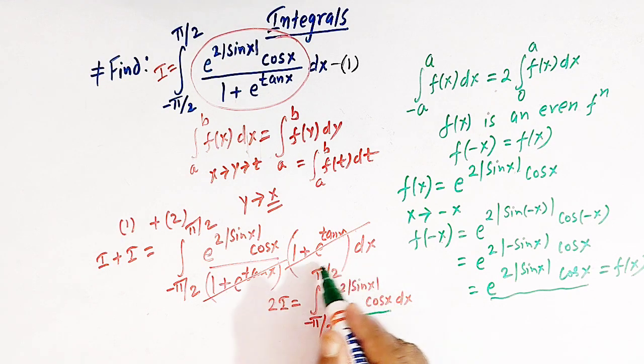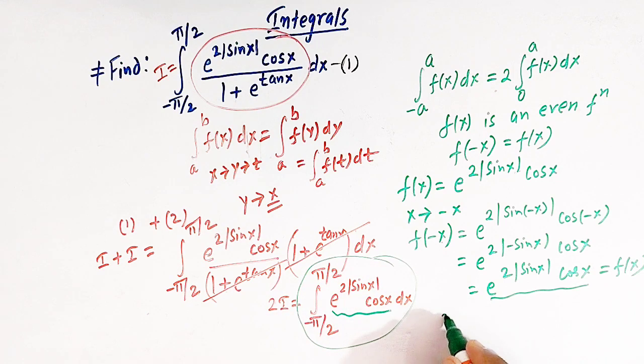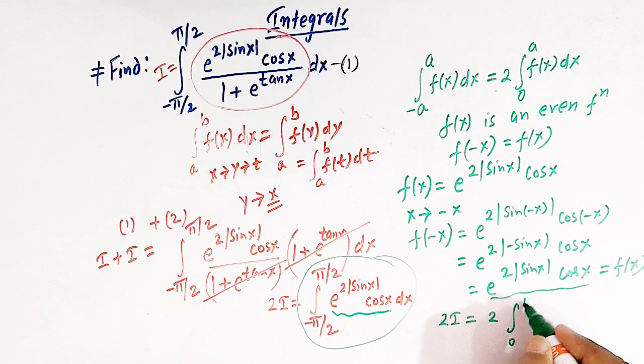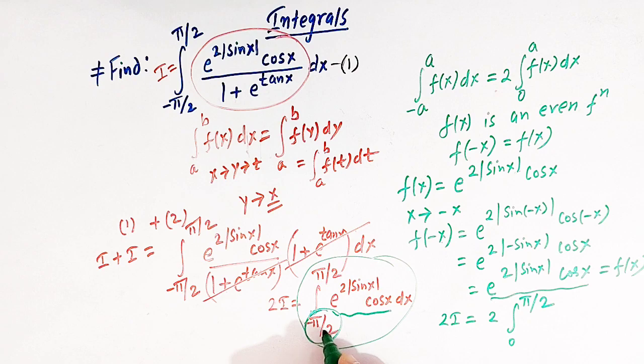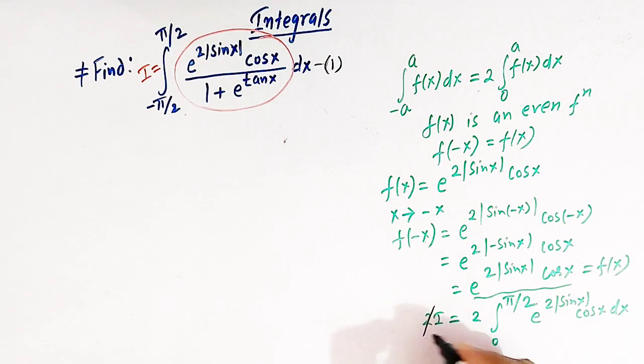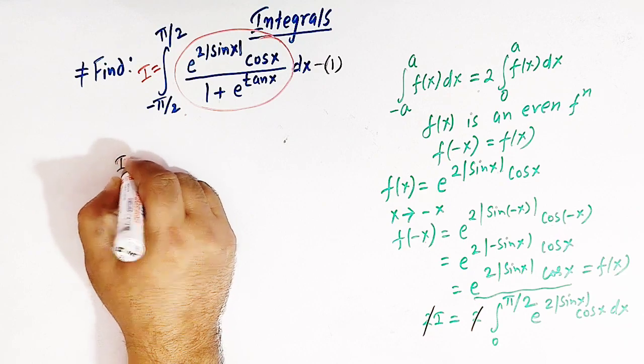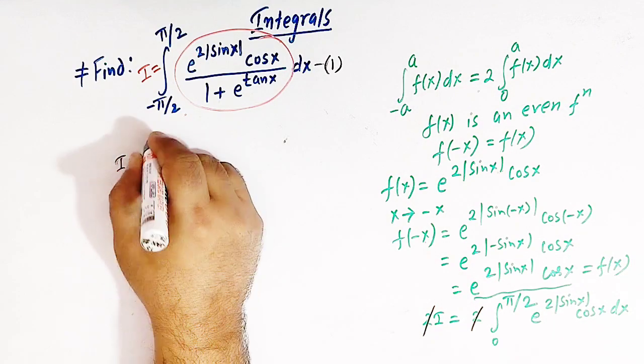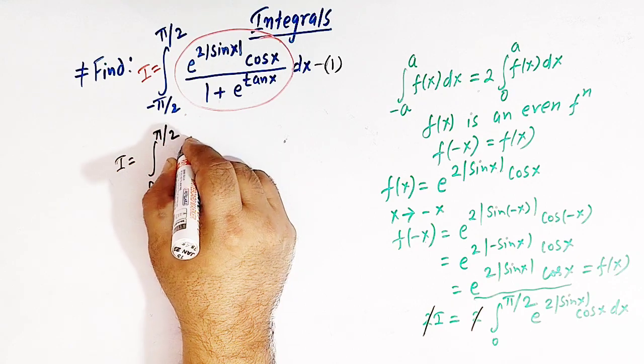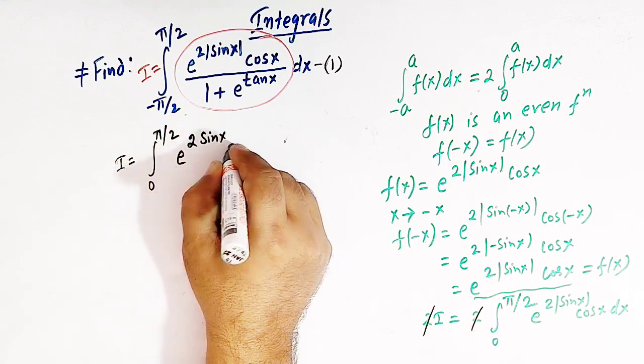So now this integral can be written as, here we have 2I, so this integral can be written as 2 times integral from 0 to pi by 2, because a is pi by 2, right? So we have 0 to pi by 2, and we have e raised to 2 times mod of sine x, and here we have cos x dx, right? So now this 2 and this 2 get cancelled, so we are left with I, and we have 0 to pi by 2, and we have e raised to 2 times simply sine x, right?